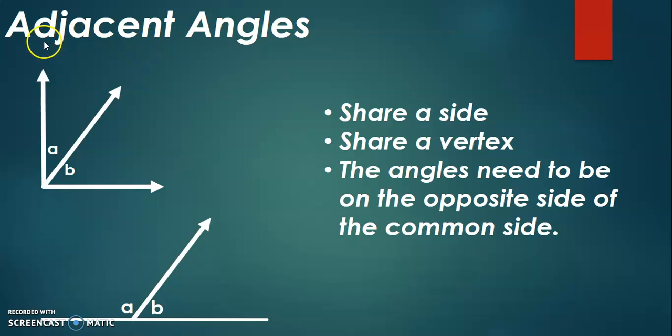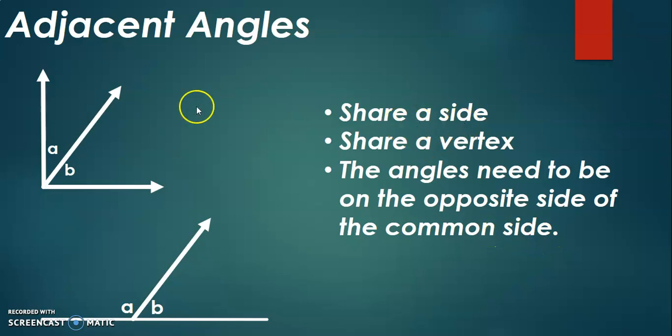You know what the word adjacent means? It means next to. So this is just simply referring to the angles that are next to each other. But in order for you to refer to the angles as adjacent, they need to meet these three very important criteria given over here. They need to share a side, they need to share a vertex, and they need to be on the opposite side of the common side, right? So now I'm going to go through one by one.